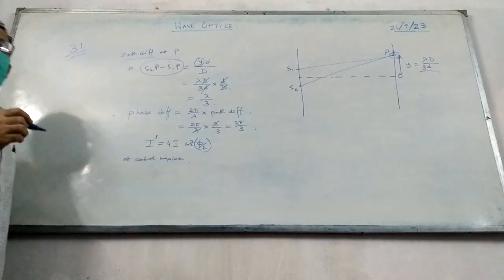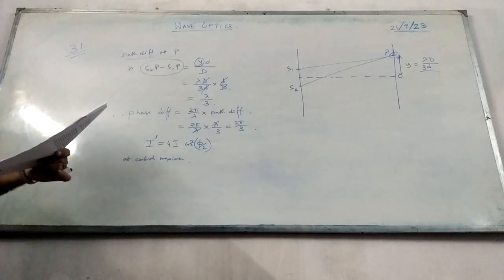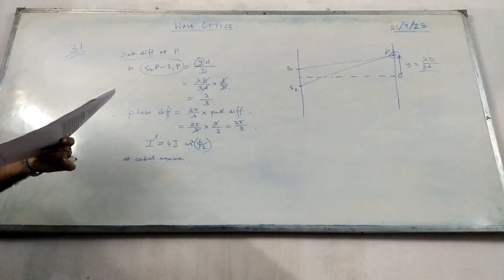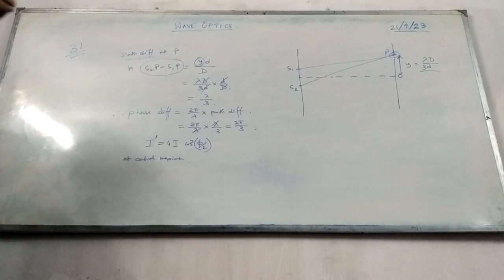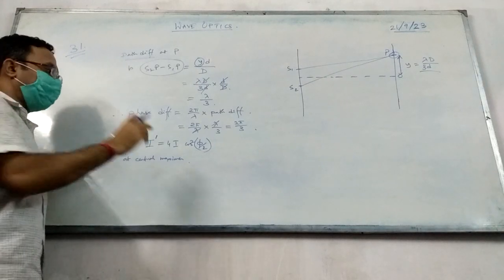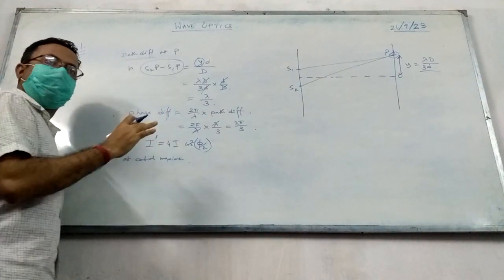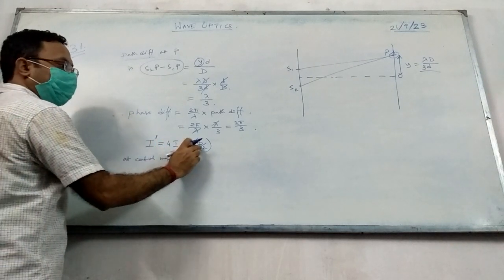The reason is that here they have asked you to take I naught as the intensity of the central maxima. Since they have asked you to take the I naught as the intensity of the central maxima, if I keep an I naught over here, it will be confusing. So I removed the I naught. So I dash equals 4I cos square phi by 2.